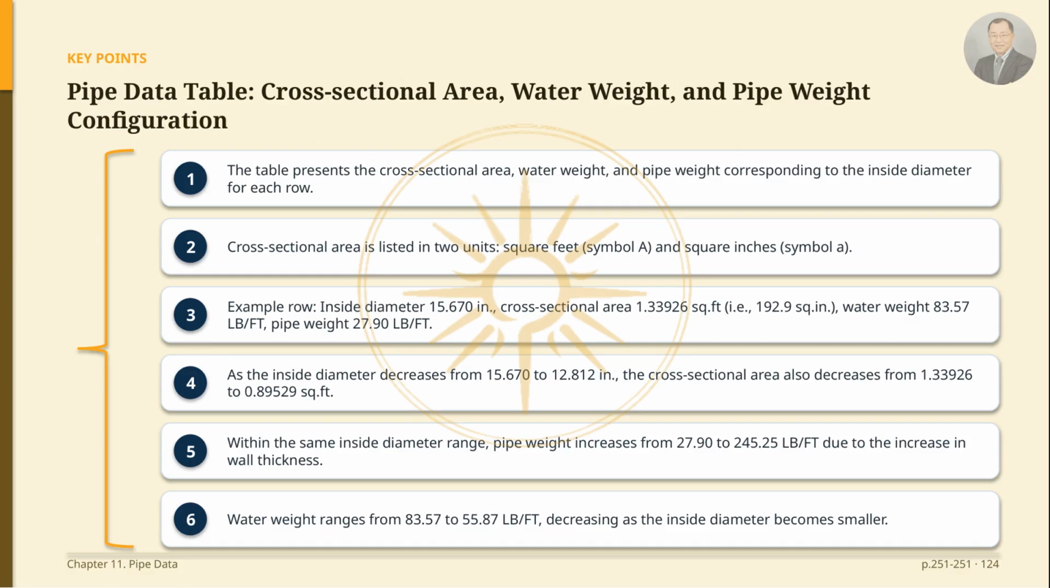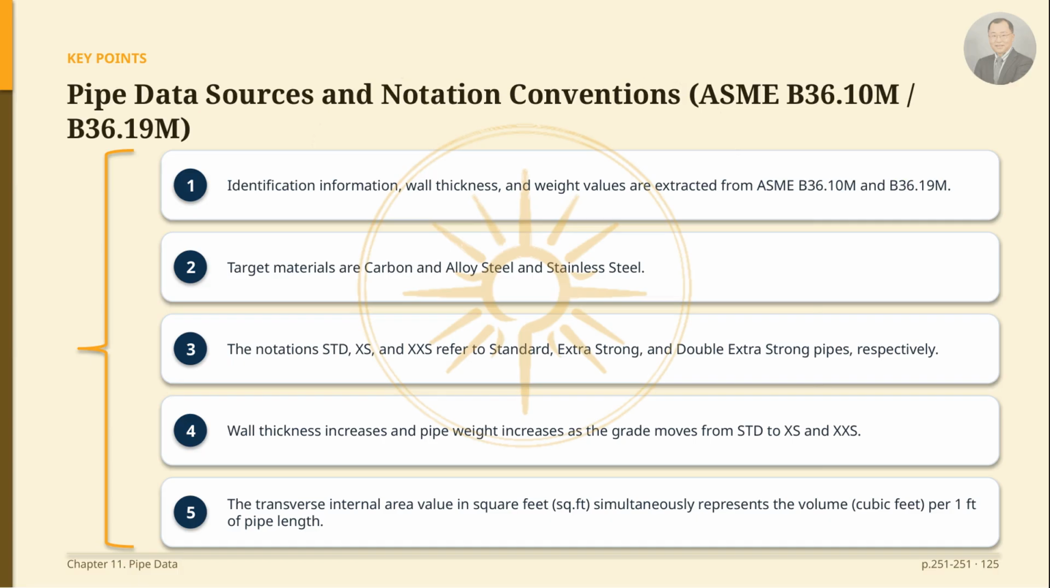This table contains the specifications and notation conventions for pipes based on the ASME B.20.1.1 and B.20.1.9 standards. For instance, you can see that for the same diameter, the wall thickness and weight increase as you move from STD to XS or XXS.